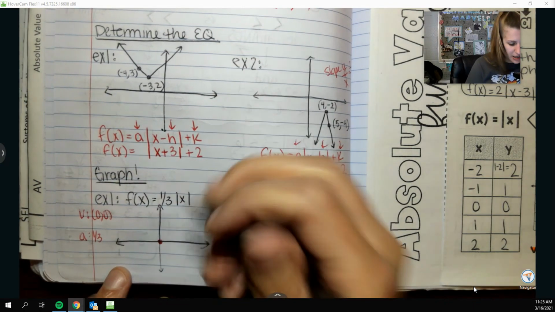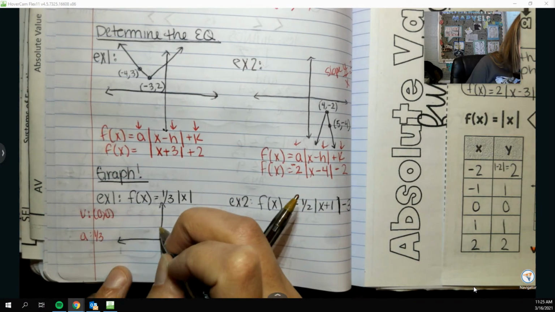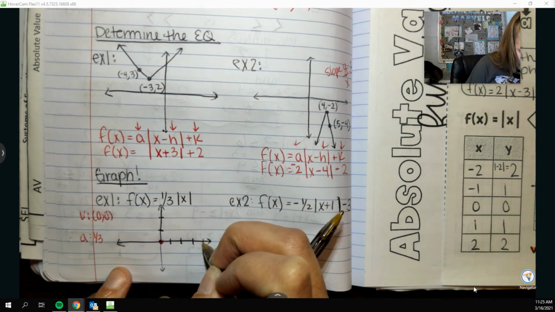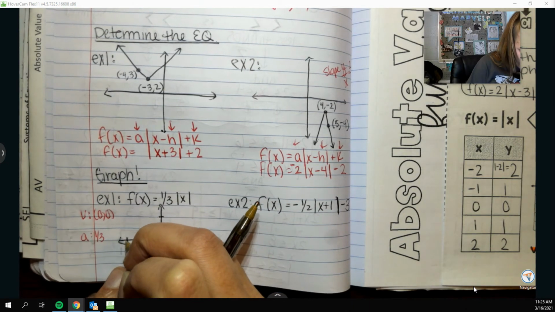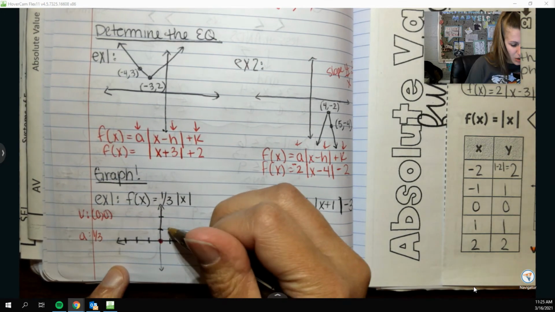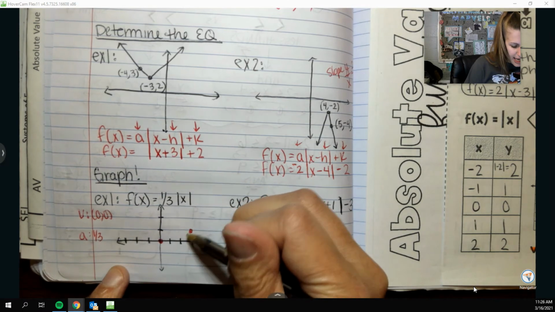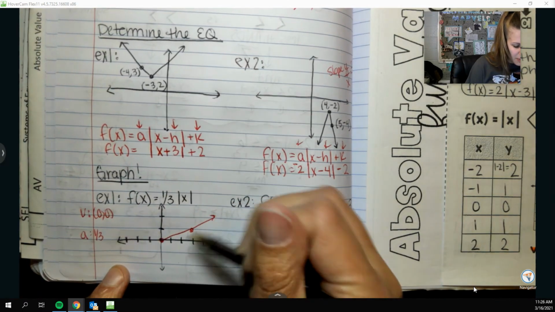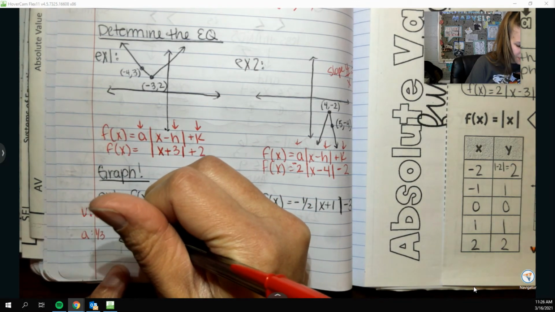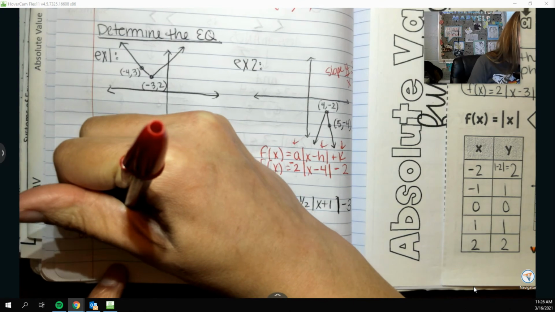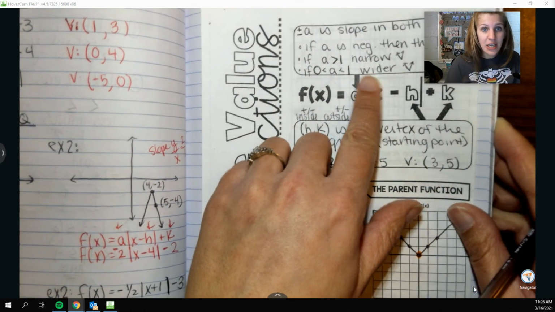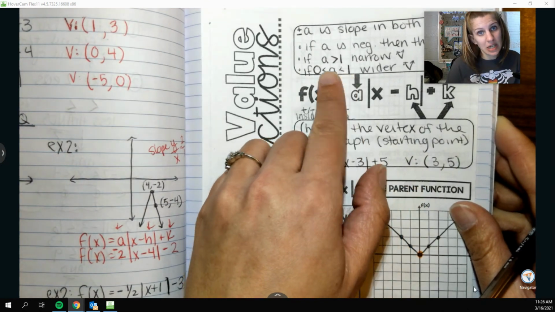So maybe we'll just draw some little dashes in here. So 1, 2, and then. From my vertex, I need to go up 1 over 3. And that's the V going in this direction, but I also need to do it in the other direction. So up 1 over 3. So this is a real wide V. And I can tell that it was going to be wider because 1/3 is between 0 and 1.